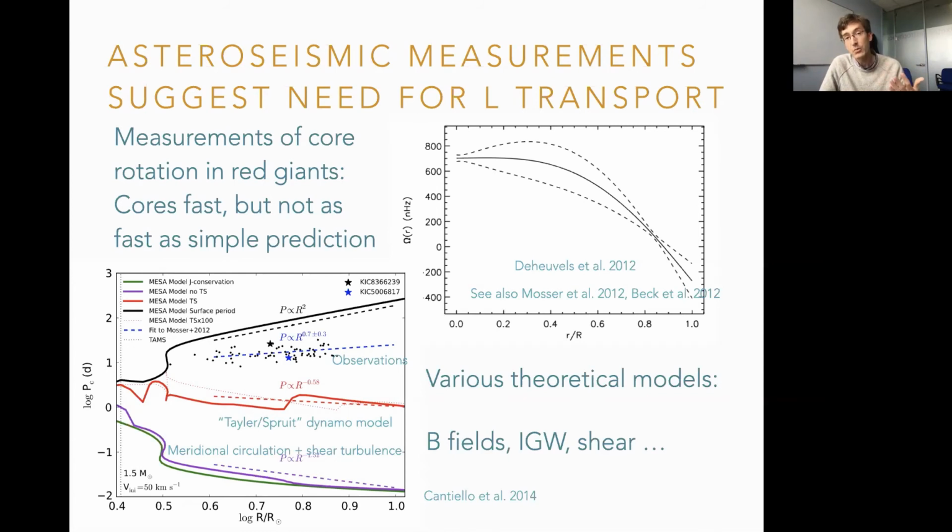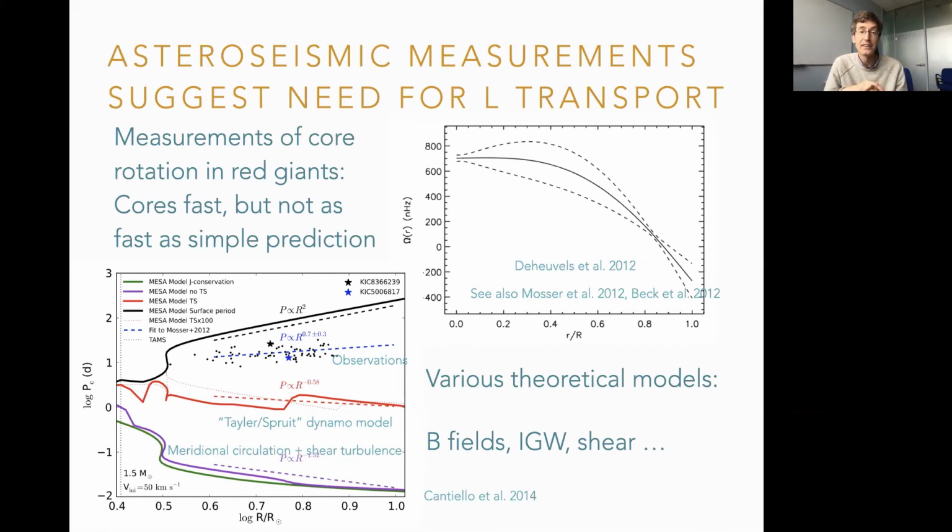In particular, there needs to be quite a bit more angular momentum coupling between the core and the envelope than you might naively have predicted. And so there's a lot of discussion about where that additional transport is coming from. There's a nice paper here on the bottom by Matteo Cantiello from a few years ago, looking at different models for what might be providing that angular momentum coupling.